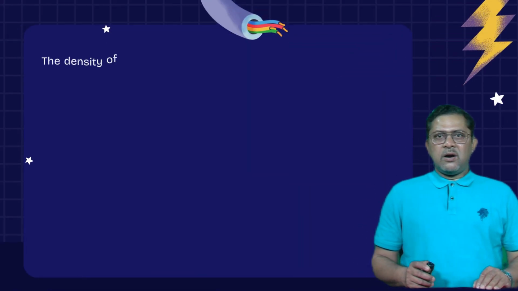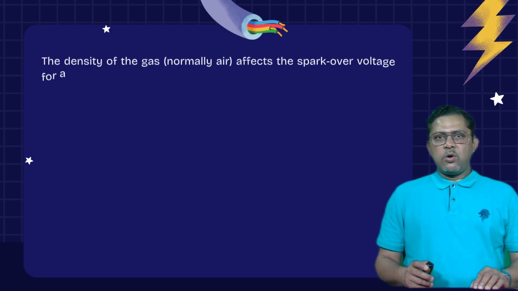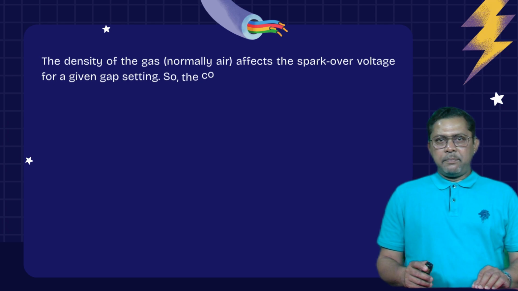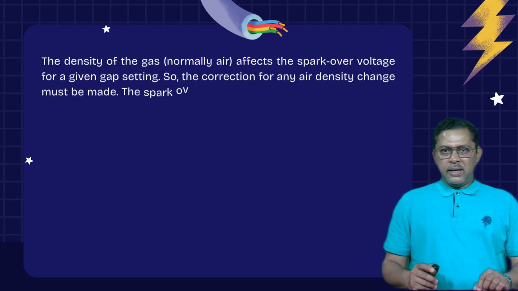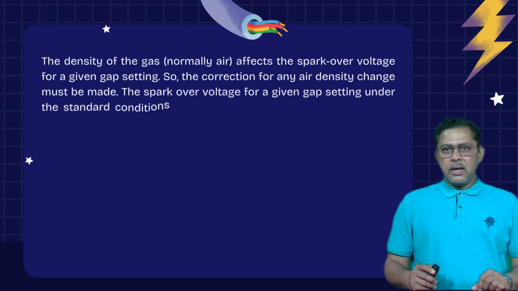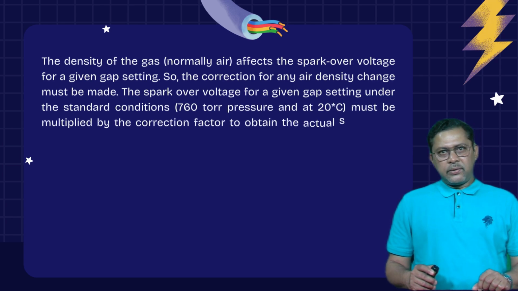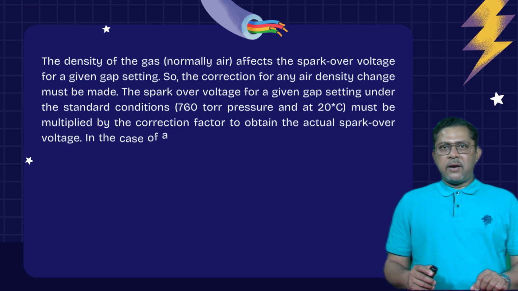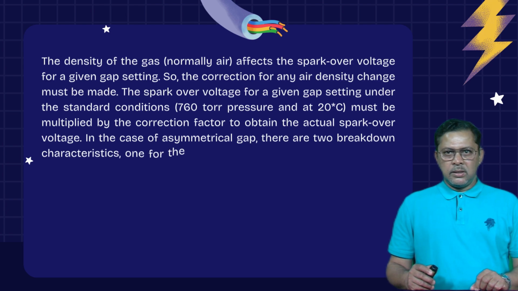The density of the gas, normally air, affects the sparkover voltage for a given gap setting. So the correction for any air density change must be made. The sparkover voltage for a given gap setting under the standard conditions, that is 760 torr pressure and 20 degrees centigrade, must be multiplied by the correction factor to obtain the actual sparkover voltage.